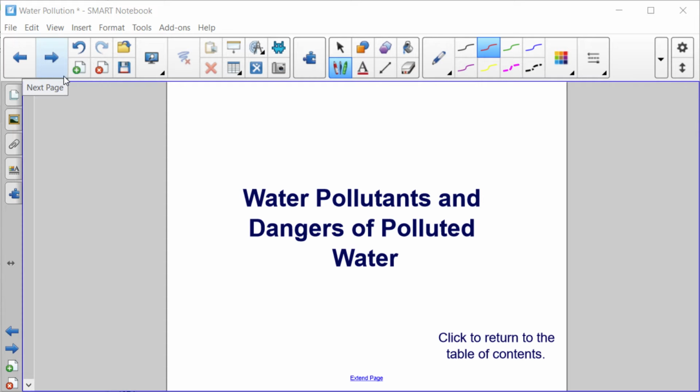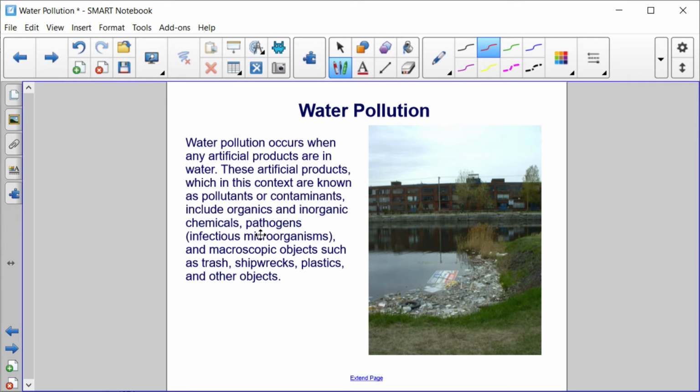In this final section, we're going to discuss water pollutants and the dangers of polluted water. Water pollution occurs when any artificial products are in water. These artificial products, which in this context are known as pollutants or contaminants, include organic and inorganic chemicals, pathogens, infectious microorganisms, and macroscopic objects such as trash, shipwrecks, plastics, and other objects.